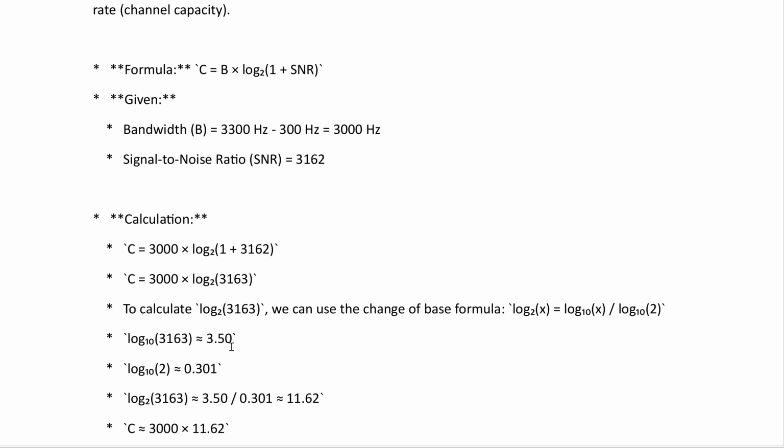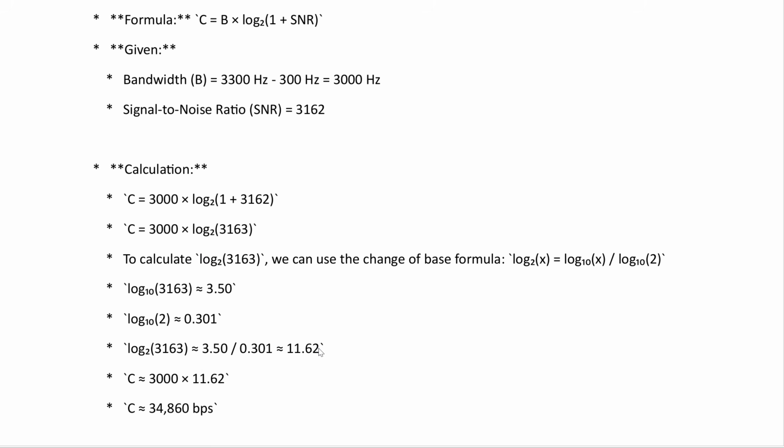So log to the base 10 3163, you can use the calculator, the value will come out to be 3.50, and log to the base 10 2, again you can use the calculator, will come out to be 0.301. So we divide 3.50 by 0.301. We get 11.62. Now we simply multiply 3000 by 11.62. We will get the required answer.